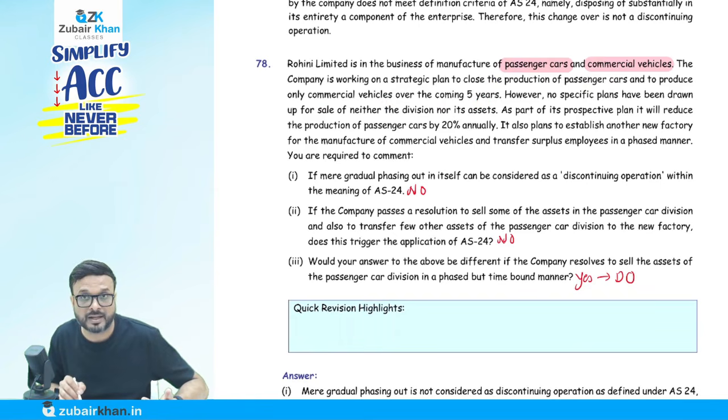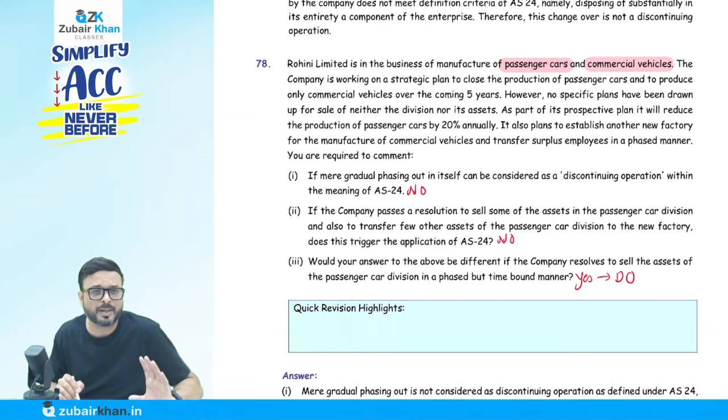So what is their plan? Over the next 5 years, they want to close down the production of the passenger car and produce only the commercial vehicle. However, no specific plan has been drawn up for the sale of either the division or its sector. They have not made a proper detailed plan, so we cannot call it a discontinuing operation.